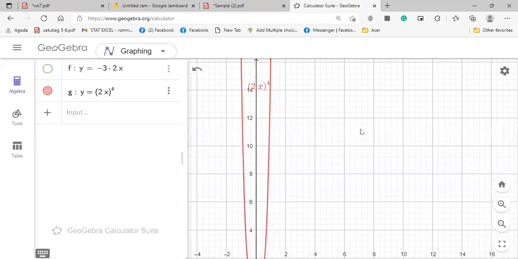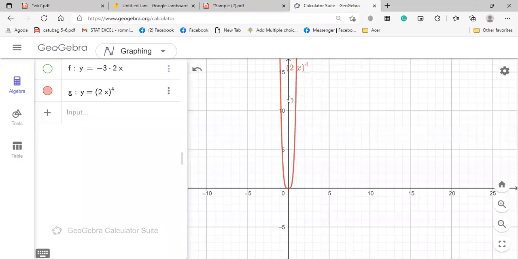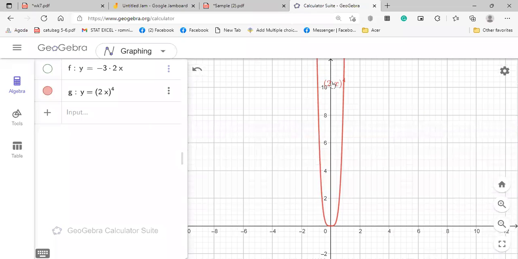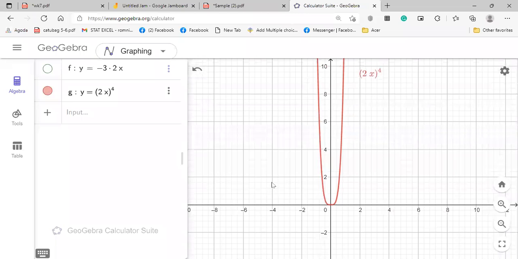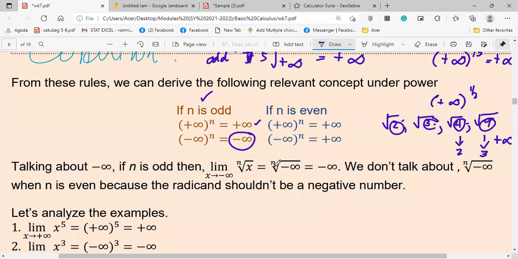Okay, what can you observe, class? Mas mabilis ang pag-increase niya, no? Tingnan nyo yung pag-akyat ng graph niya. As x keeps on approaching positive infinity, y keeps on increasing. At ano din na napapansin nyo, class, kay 2x raised to 4? When x keeps on decreasing, anong ginagawa ng y? Hindi ba't nag-i-increase, class? Interestingly, dito nyo nakikita yung rule.